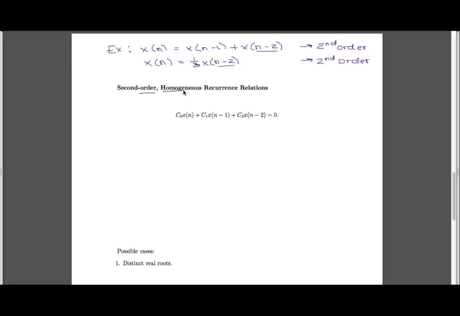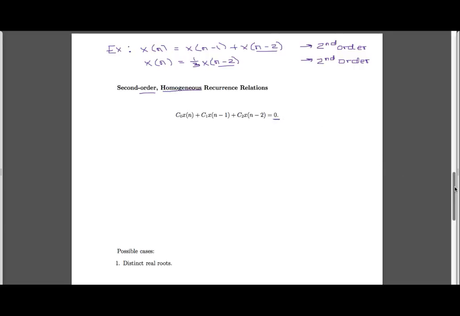Also, this homogeneous part just means that if you get all of the x of n's or x of n minus 1 or whatever, all of the x's on the same side of the equation, then whatever is left over on the right-hand side is 0. So in this general form that we're about to see, we've got all of the x's on the left, and then what remains is a 0.